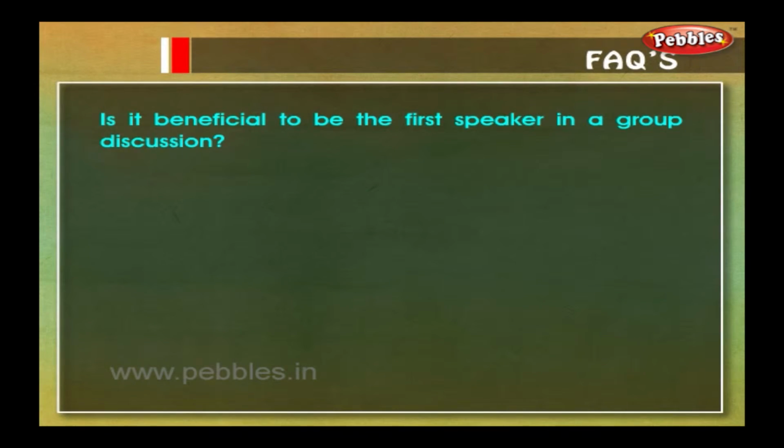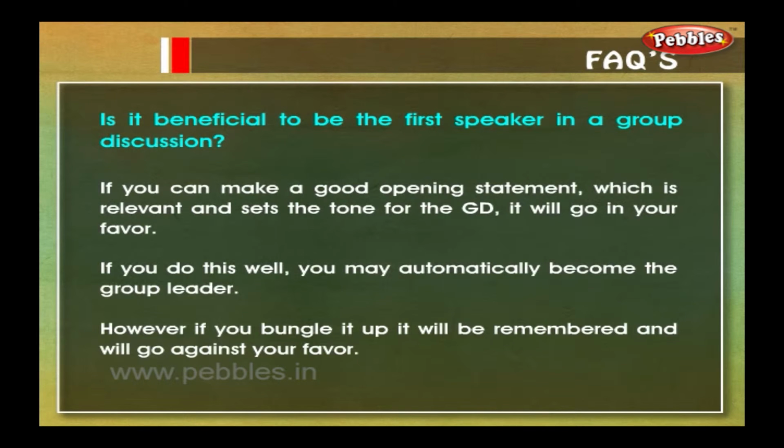Is it beneficial to be the first speaker in a group discussion? If you can make a good opening statement which is relevant and sets the tone for the GD, it will go in your favor. If you do this well, you may automatically become the group leader. However, if you bungle it up, it will be remembered and will go against your favor.